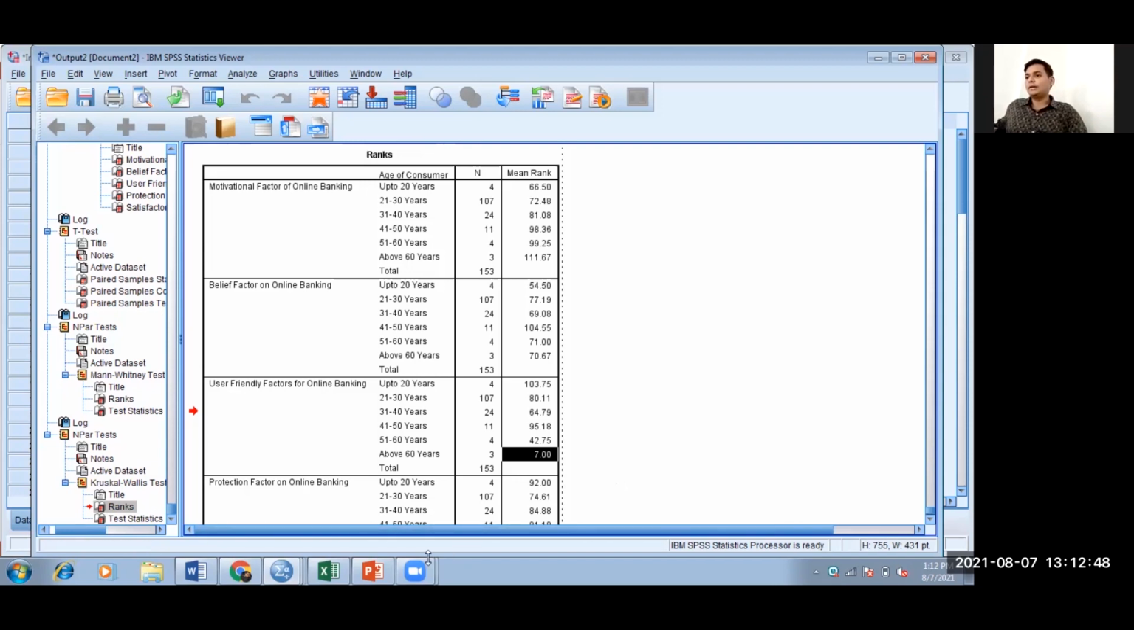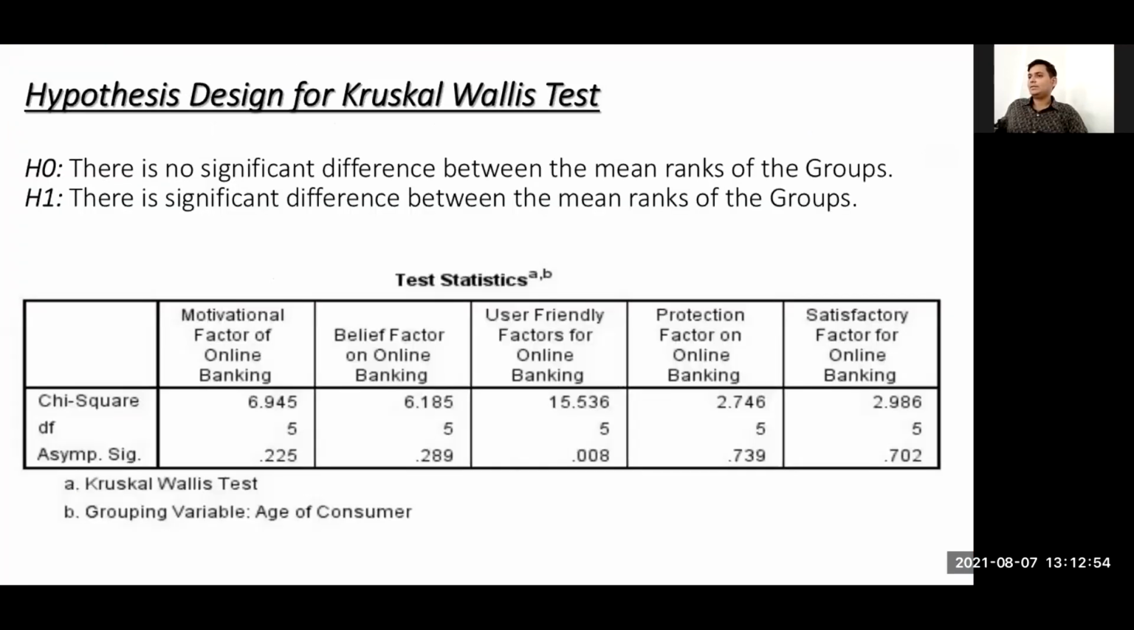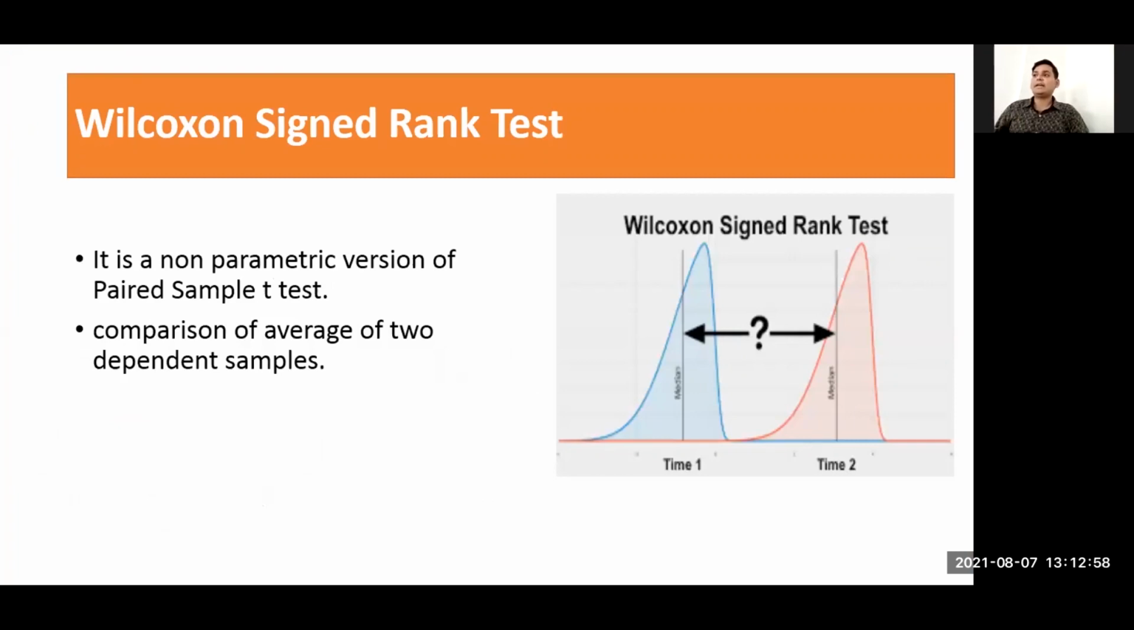So this is the Kruskal test, right? This is the assumption that we have derived. Yes. Next is the Wilcoxon signed rank test. Again, this is a non-parametric version of the paired sample t-test. If your data does not prove normality while applying the paired sample t-test, you can switch your study to the Wilcoxon signed rank test, right? And it is a non-parametric version of the paired sample t-test.